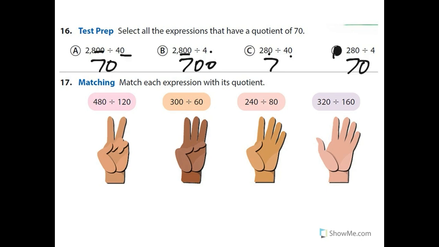So number 17 is matching. I'm going to match each expression with its quotient. I want you to go ahead and try that out. Go ahead and try those 4, and then we'll go over them.